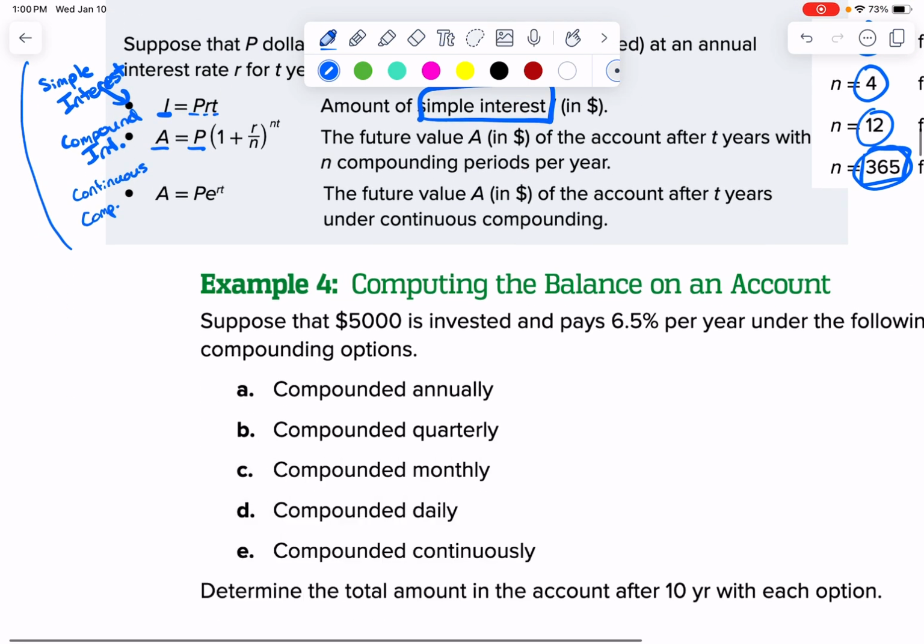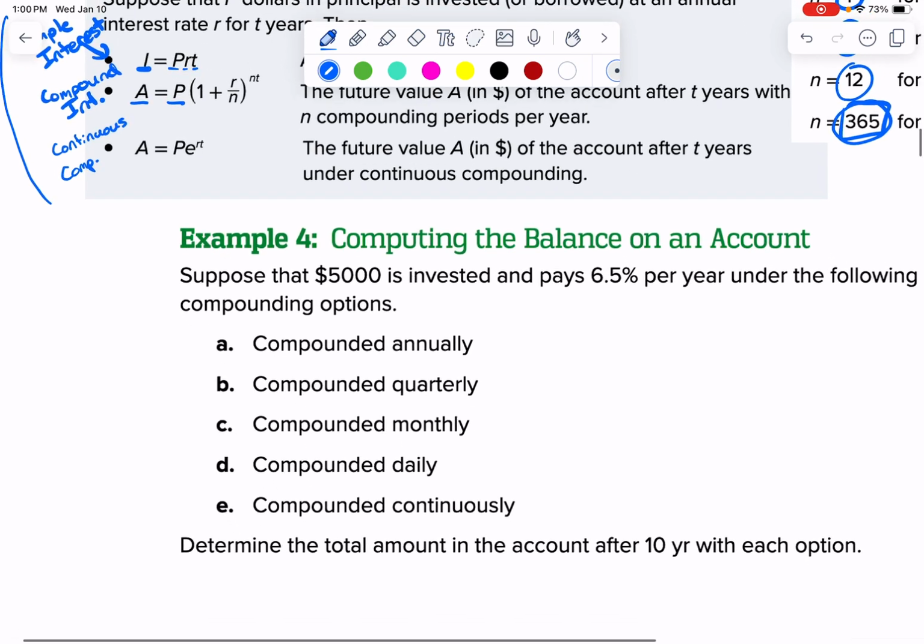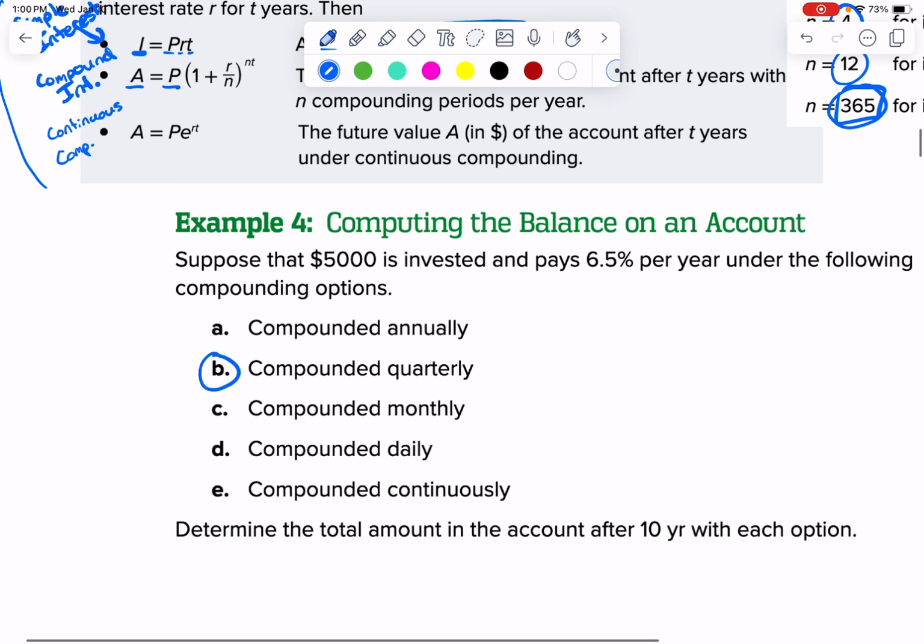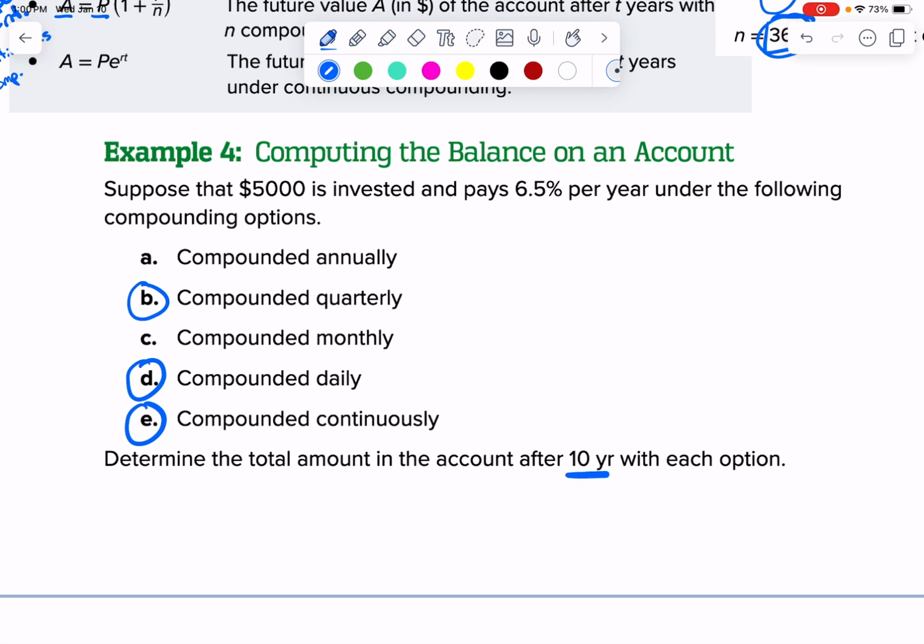All right, example 4, here we go. Let's do quarterly, and let's do these 3: compounded quarterly, compounded daily, and compounded continuously. Determine the total amount after 10 years. That's my time. Okay, suppose that $5,000, that's your principal.